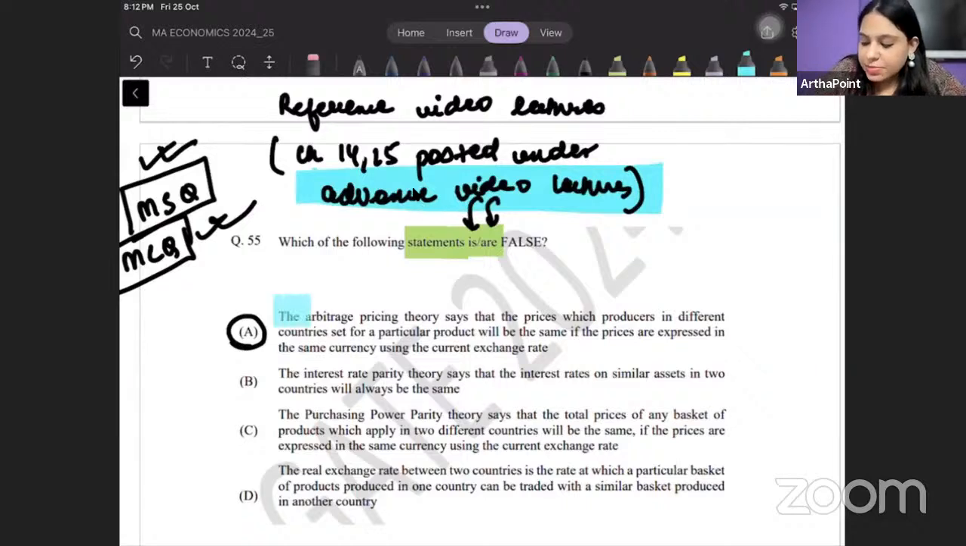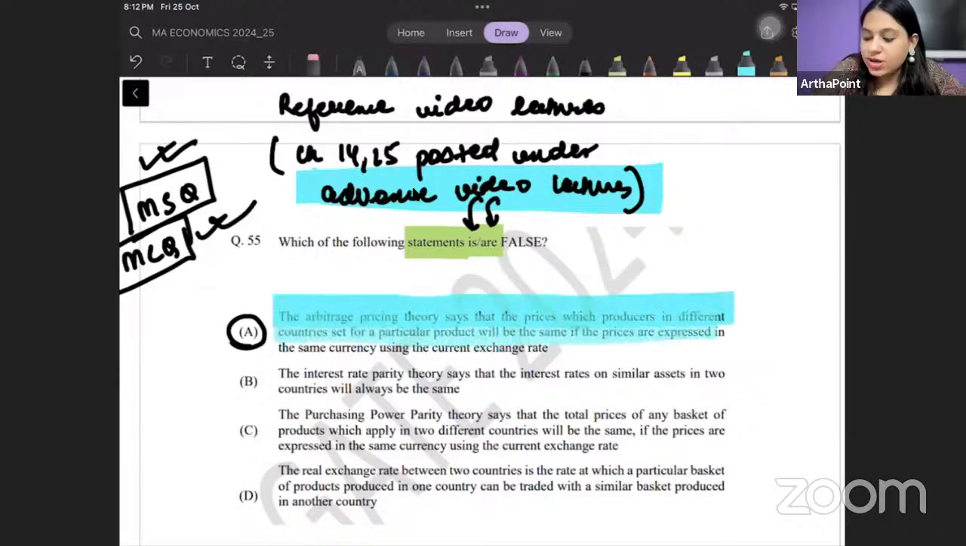Okay. The arbitrage pricing theory says that the price which producers in different countries set for a particular product will be the same. तो बेटा arbitrage का तो meaning ही है that prices should be different, isn't it? Arbitrage meaning is that prices should be different. So is this a correct statement? Is A true? सोचो एक बारी.